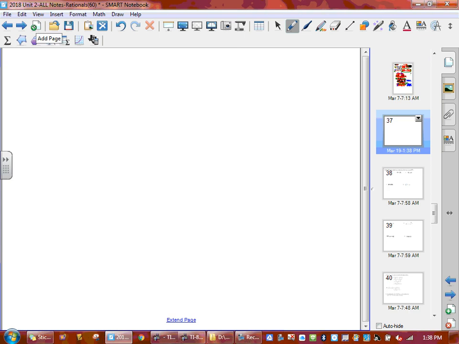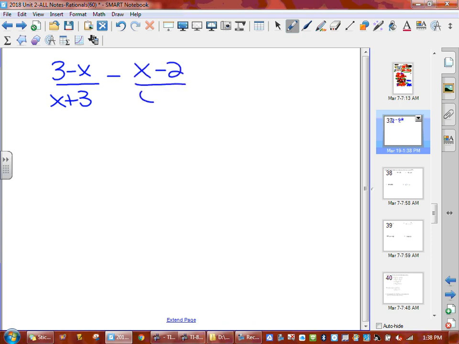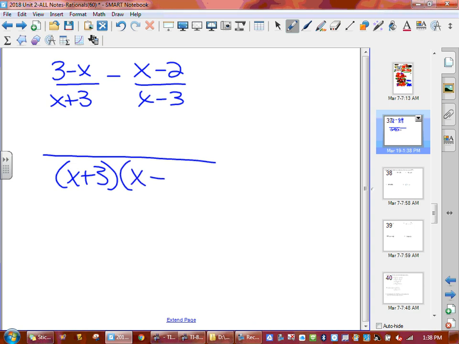Okay, here's letter G. We've got (3 minus x) over (x plus 3), subtracting (x minus 2) over (x minus 3). First of all, do you see that I have an x plus 3 and x minus 3? They're different. Since they're different, I need to use both of them for the common denominator. So the common denominator is going to be (x plus 3)(x minus 3).